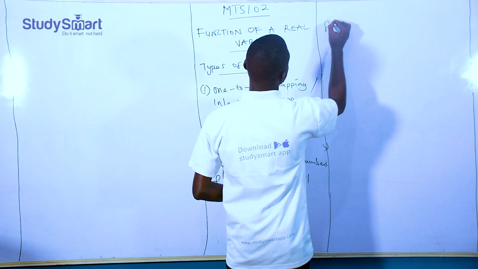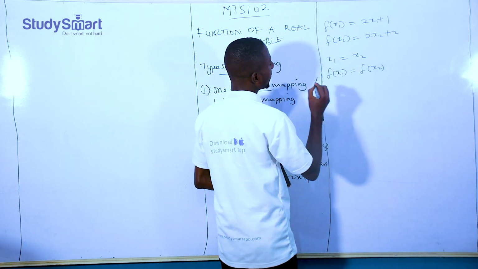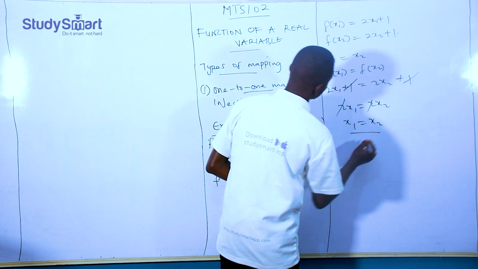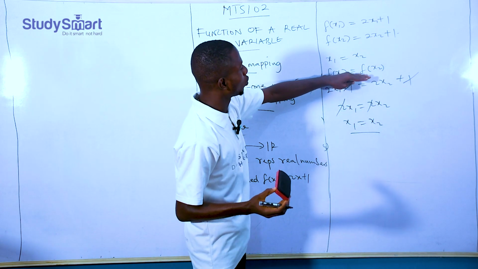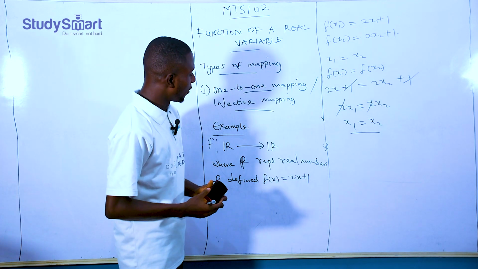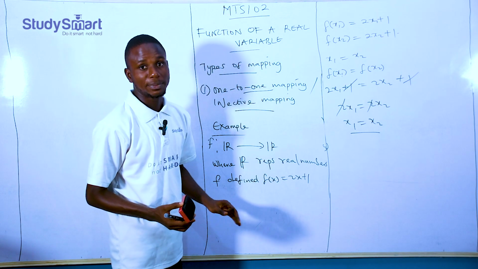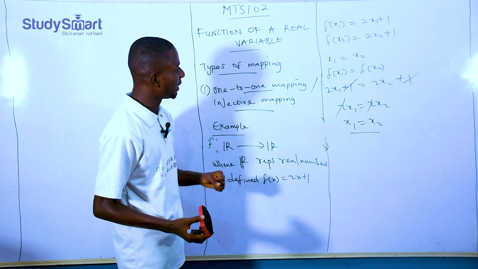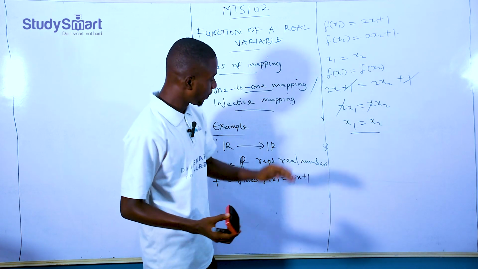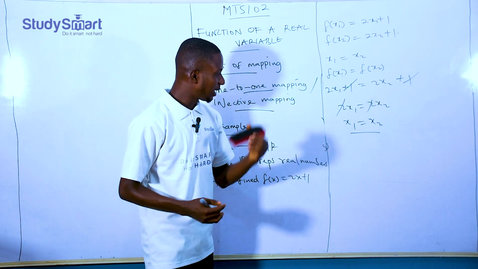So for this, we have f of x1. Two cancels 2, we have x1 equals x2. Now, since f of x1 equals f of x2 gives us x1 equals x2, we can go further and conclude that this function is an injective mapping. Since x1 equals x2 such that f of x1 equals f of x2, we conclude that this mapping is an injective mapping.